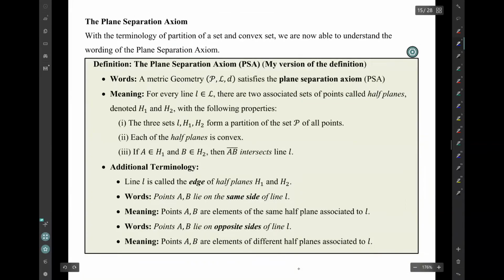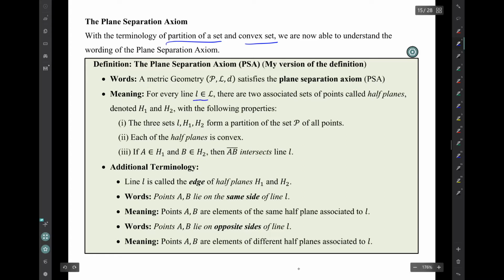Let's go on. Finally, let's discuss the plane separation axiom. With the terminology of the partition of a set and convex set, we're now able to understand the wording of this axiom. So here's my version of the definition. These words, a metric geometry satisfies the plane separation axiom, mean the following.